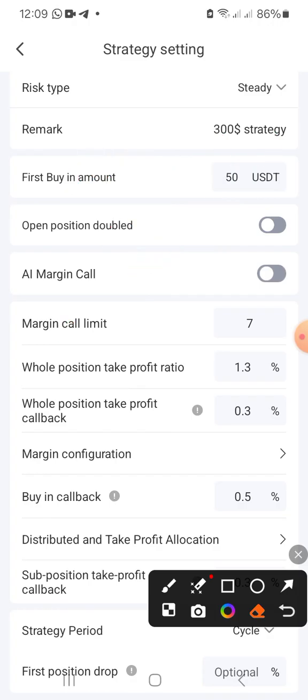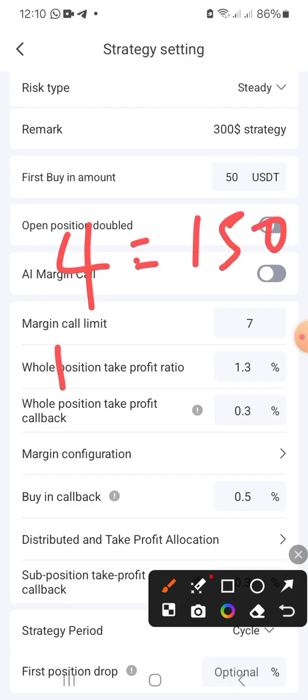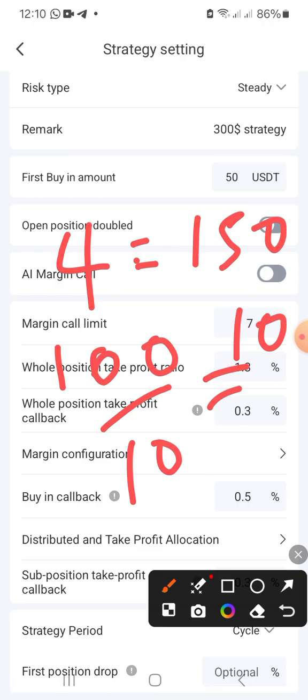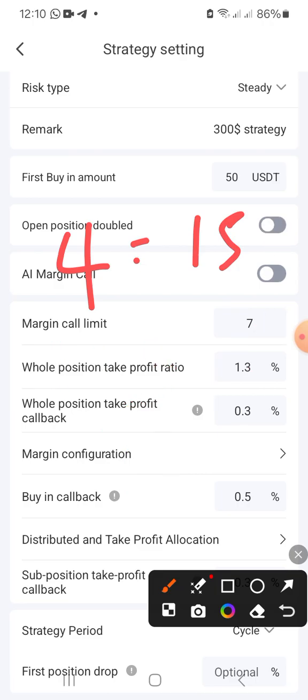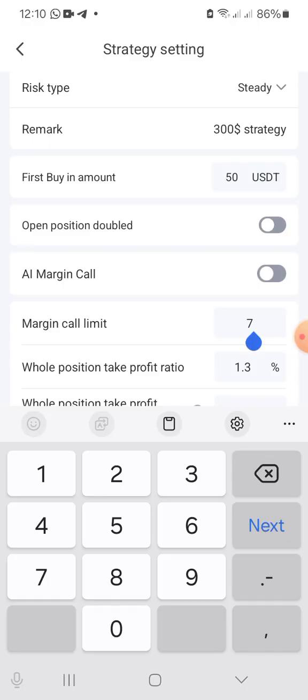I'm going to come here. I want the first 4 margin calls to have 150 USDT. It means I'll be left with $100. So I can either divide by 5 or divide by 10. That will be up to you. But for me, I'm going to divide by 10 because I'm aiming for more profits. If I divide by 10, it means I'll get 10 more margin calls. So I'm going to make a strategy for 14 margin call limit. So on margin call limit, you're going to put there 14.